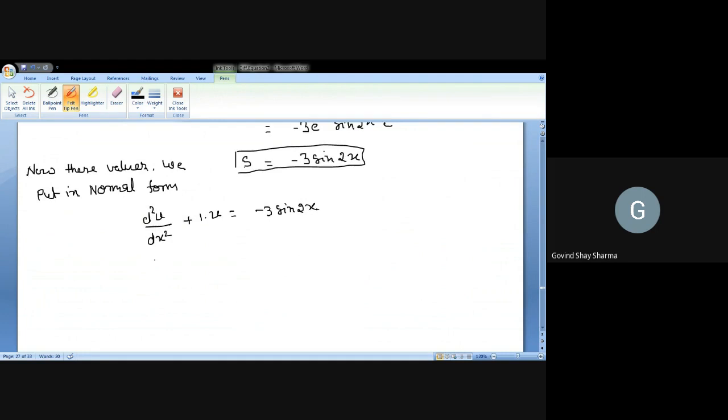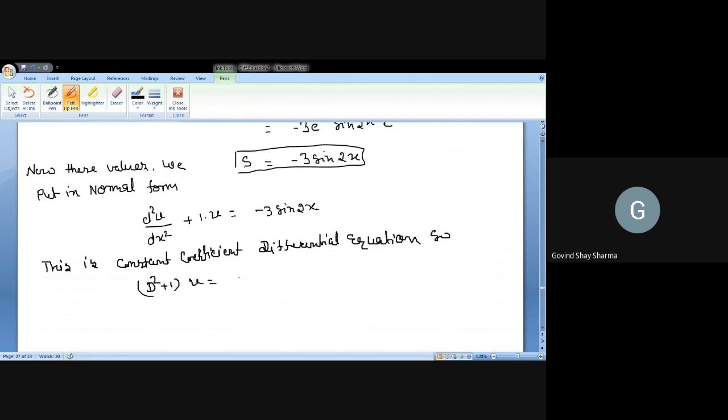Now this is a constant coefficient differential equation. So you can write (d square plus 1) v is equal to minus 3 sin 2x.